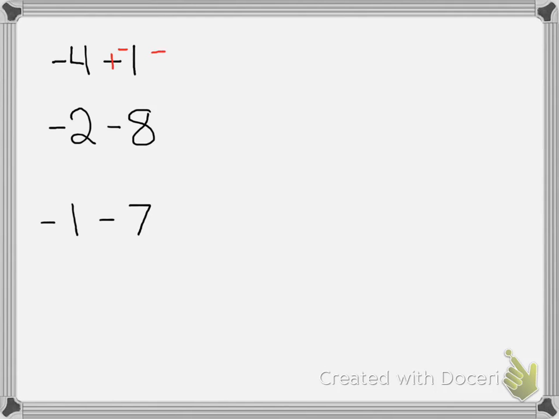So let's try a couple using our same Rule 1. I've got negative 4 plus negative 1. This is my same sign situation, so I'm going to add these together and keep my answer negative. 4 plus 1 is 5. My answer will be negative 5. Negative 2 minus 8, I'm going to change into negative 2 plus negative 8. 2 plus 8 is 10. They're both negative, so my answer will be negative 10. And negative 1 minus 7, I'm going to change into negative 1 plus negative 7. 7 and 1 is 8. My answer will be negative 8.